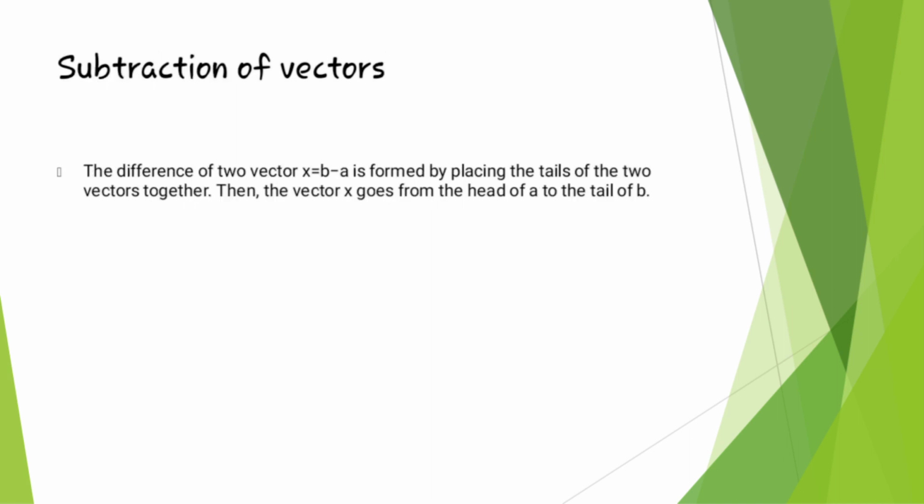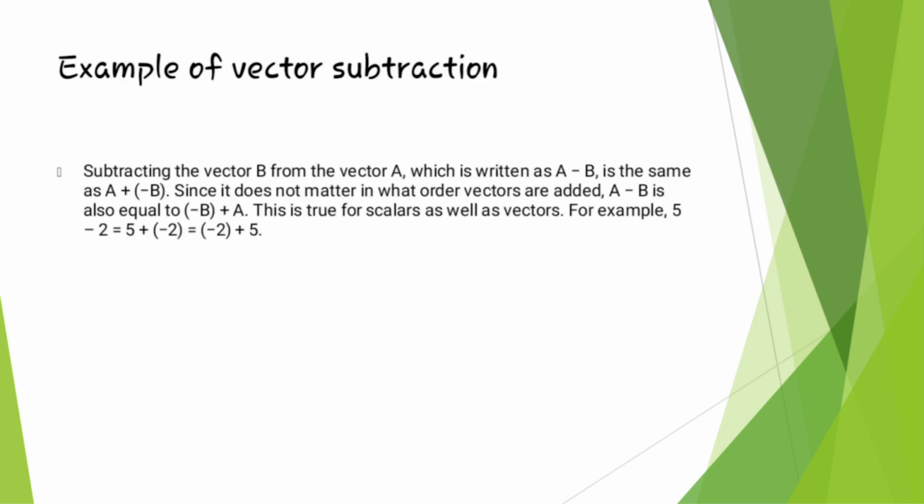Let's look at subtraction of vectors. The difference of two vectors A and B is formed by placing the tails of the two vectors together. Then the vector goes from the head to the tail of vector B. When moving in a certain direction, you just consider A minus B the same as you take the B vector minus A. In vectors, we don't consider a specific position in subtracting. The point B won't be considered. Then let's take a look at this example.